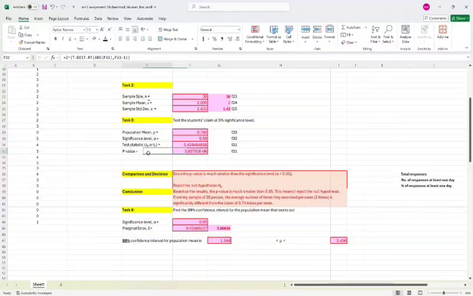Okay, for the p-value, this is the formula. This formula finds the p-value by taking the absolute value of T0 and checking how likely it is to get a value this extreme, multiplied by 2 for the two-tailed test. In comparison and decision, the p-value is much smaller than the significance level 0.05, therefore we reject the null hypothesis.